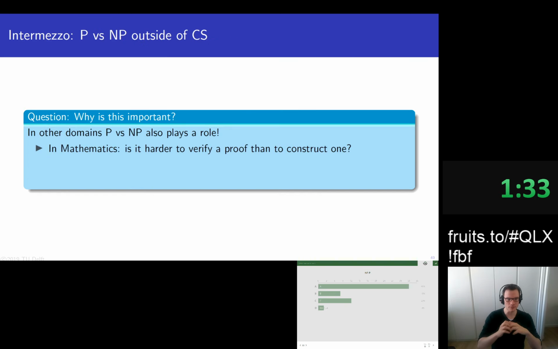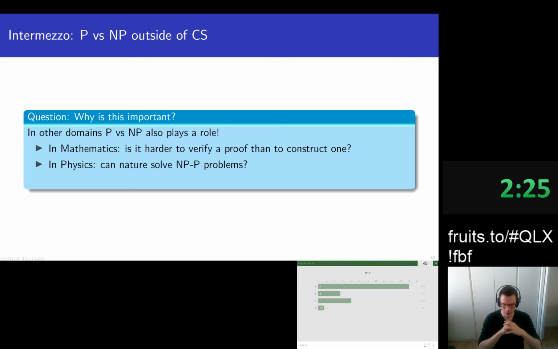For example, in mathematics, is it really harder to verify a proof than the other way around? Is it harder to construct one than to verify one? This should be the other way around. Right? Constructing a proof is something we generally think is very difficult, but verifying a proof is supposedly much easier because all we need to do is just follow the steps. And so maybe it's true that verifying a proof is in P and constructing a proof would be in NP. But if so, that would mean that P equals NP would mean that it's just as easy for you to come up with a proof as us to check one. All of us would be the next Gauss. We would be able to come up with very nice and new fancy proofs.